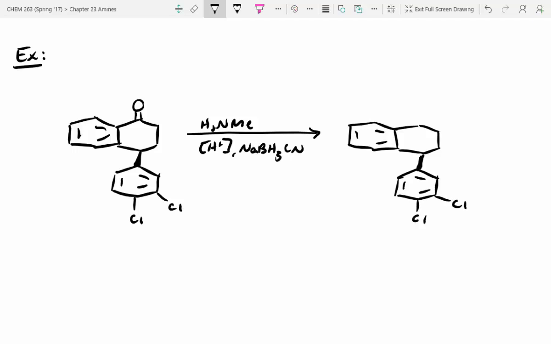What am I missing? Okay, so we need the nitrogen. Is it an NH2? Yeah, it's going to have a methyl group. And we will still have one of these hydrogens coming off. And there we go. One thing to note is we are forming a new stereocenter, so this is going to be a racemic reaction. There are stereoselective reductions, however, they aren't covered in this book.